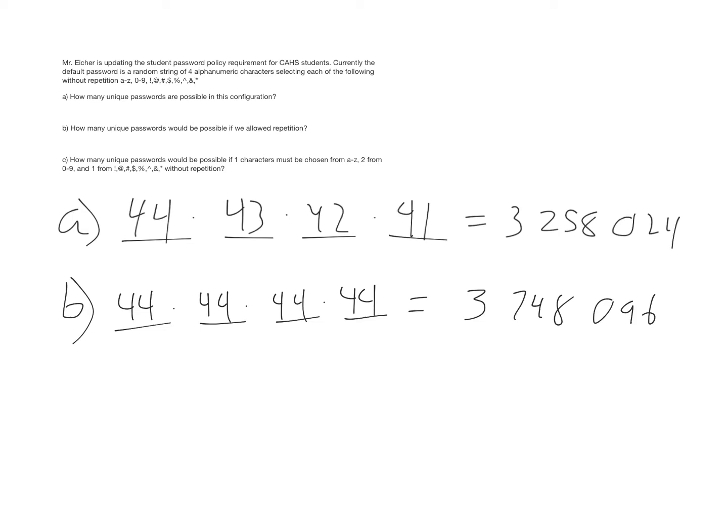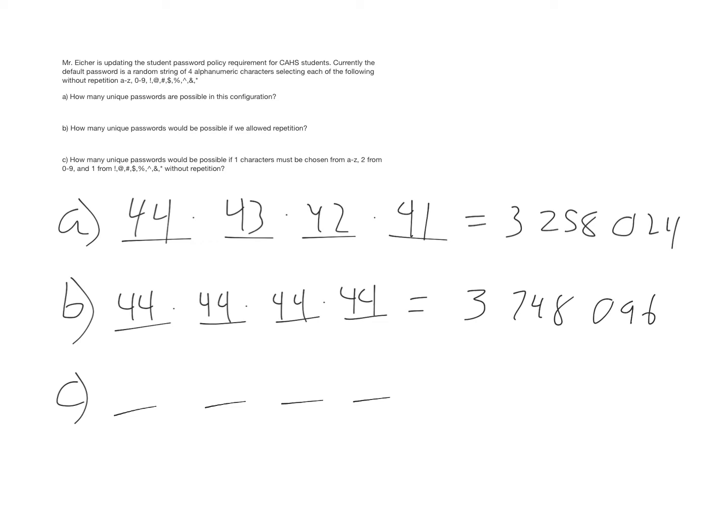Part C, now we're going to give some more specific rules. Often we see this, okay, you have to have 1 or 2 of each of these types of characters, something like this. So let's say that we're going to say 1 character has to be a letter, 2 numbers, and then 1 symbol. So I'm still choosing 4 things.